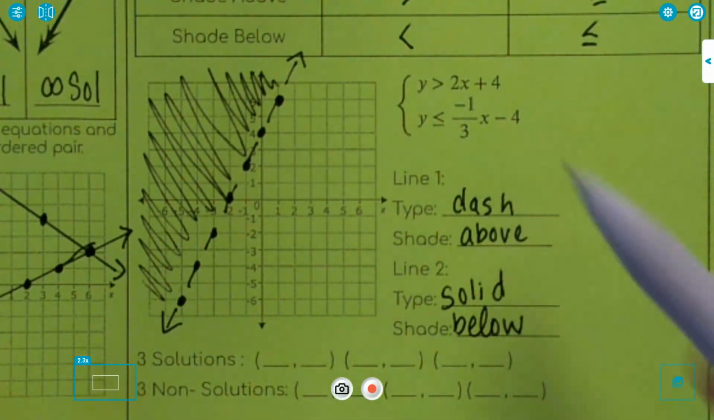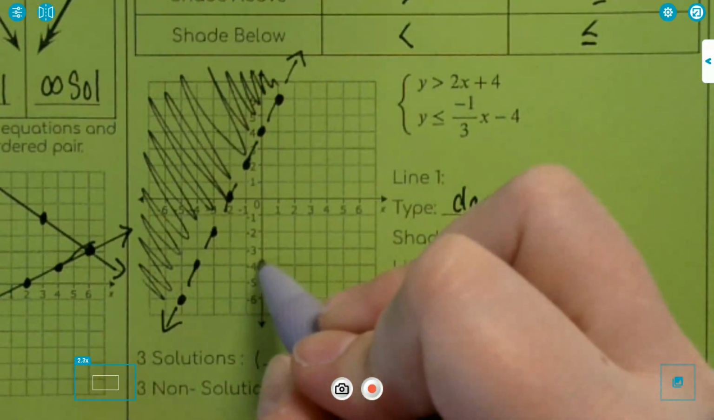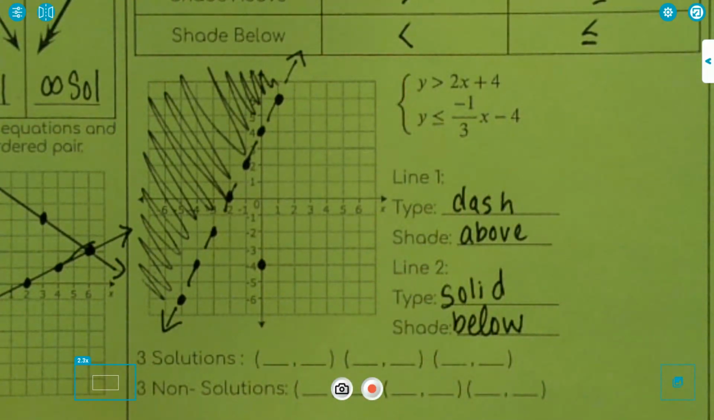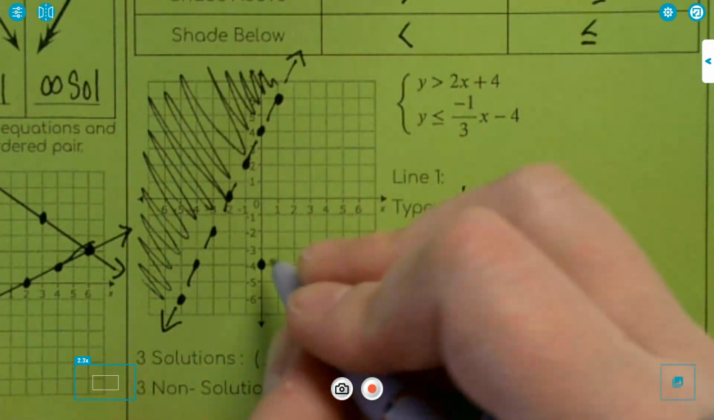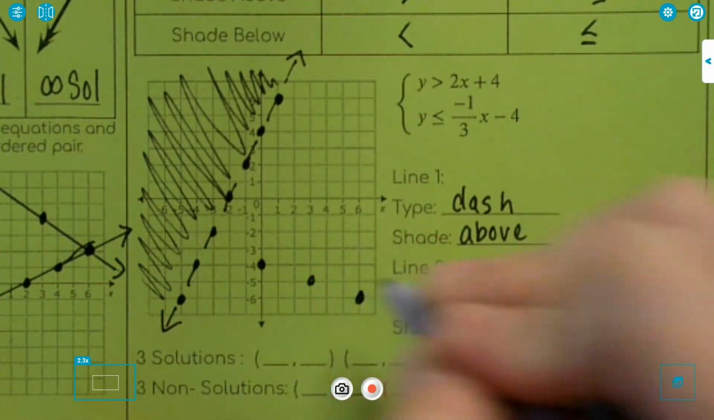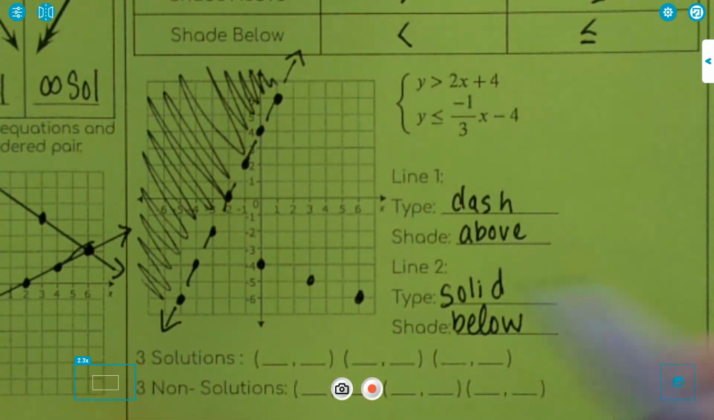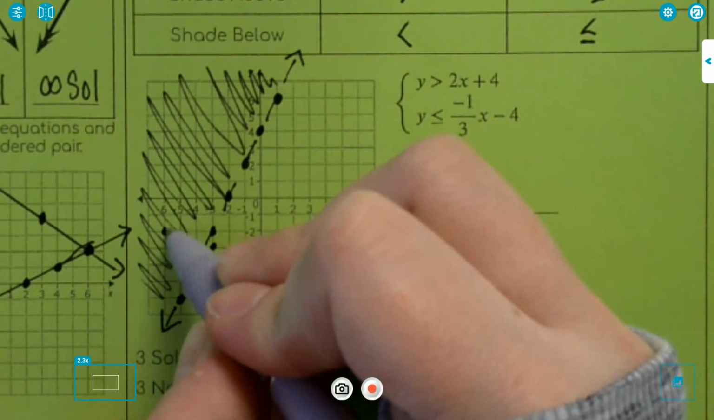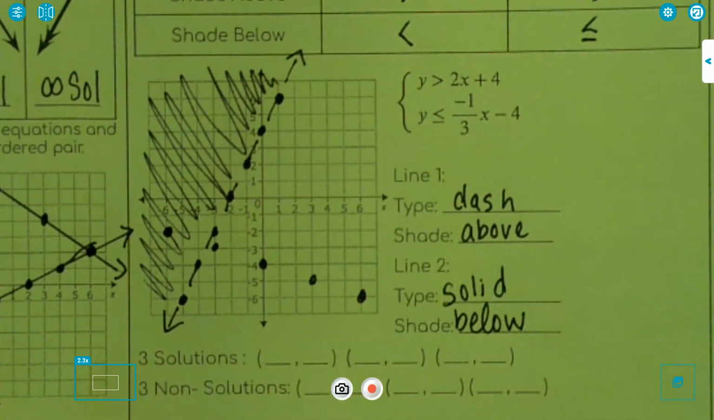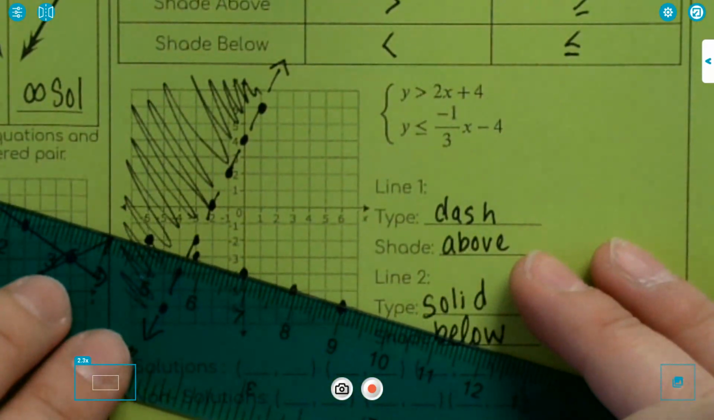So we'll start at negative 4. We're going to do a slope of negative 1/3. So we're down 1, right 3. Also go up 1, left 3 a couple times. And then we can go ahead and connect those into a solid line.